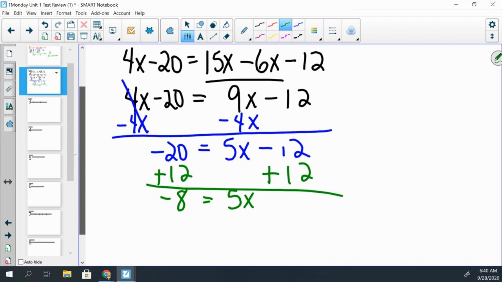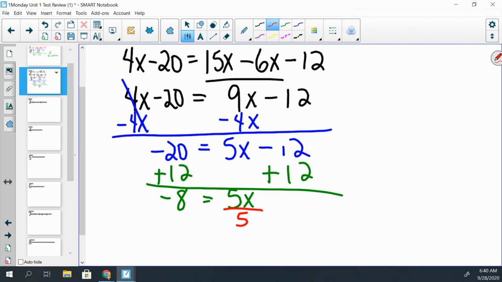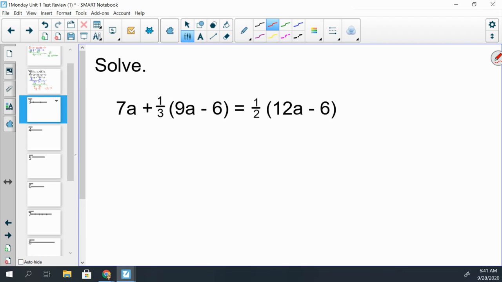And then to finish up with x by itself, I'm going to divide both sides by 5. So -8/5 equals x. We could possibly see it as a mixed number of -1 and 3/5 because 5 goes into 8 one whole time, and there's 3 left over. So we could possibly see it as a mixed number, but we could also see it as a simplified improper fraction. All right, so the next one.